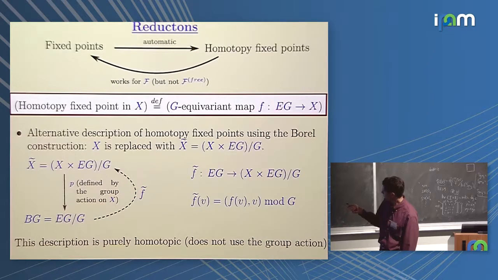take this equivariant map from EG to X and eliminate the symmetry entirely. We can pass to this space. We do the Borel construction, multiply by EG, and then take the quotient over G. And there is a fiber bundle from that space X tilde to BG, whose fiber is X. And each homotopy fixed point describes a section of that fiber bundle. And vice versa. Each cross-section of that fiber bundle is a homotopy fixed point.